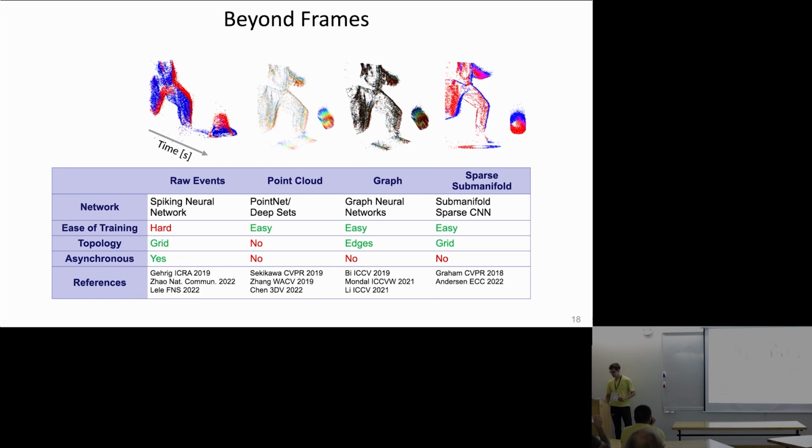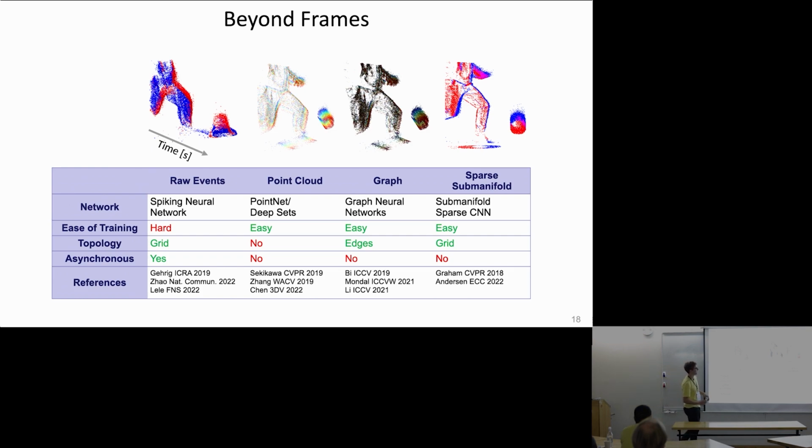Another way to look at events is, as you've seen before now, as a 3D point cloud. So you could imagine using one of these models that have now appeared, like PointNet or Deep Sets, that process point clouds in a deep learning way. And they are also easily trained because they just use backpropagation. However, since we have a point cloud, we don't have a notion of how close events are. This is actually fixed with graph neural networks.